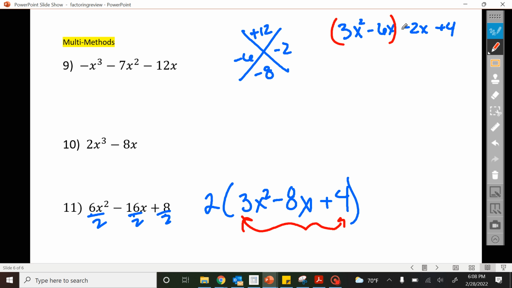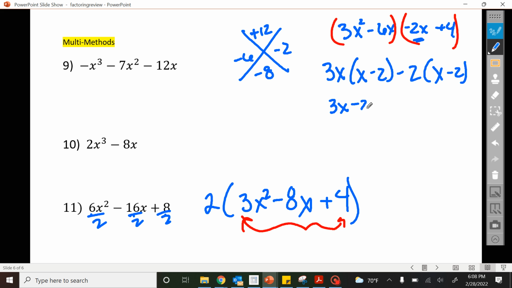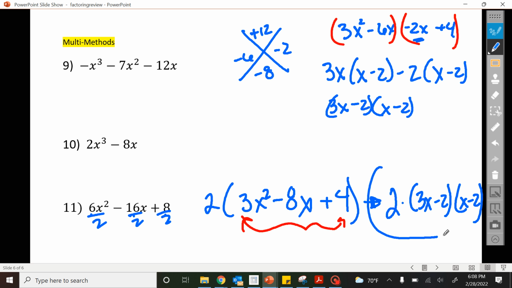And then I'm going to factor the GCF out of each group here. The first group has a GCF of 3x, and that leaves me with x minus 2. The second group has a GCF of negative 2, because the first term is negative. So that also leaves me with x minus 2. So the first factor is 3x minus 2, and the other one is x minus 2. Going back to the original problem, remember I took out that 2 to begin with. So 2 is a factor, 3x minus 2 is a factor, and x minus 2 is a factor. So these are the three factors for number 11 here: 2, 3x minus 2, and x minus 2.